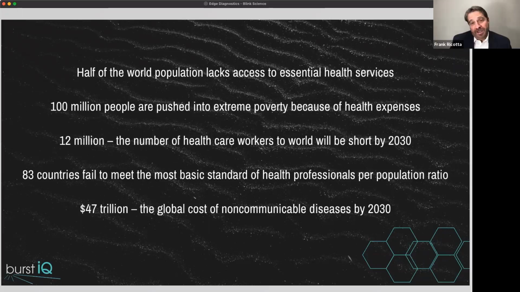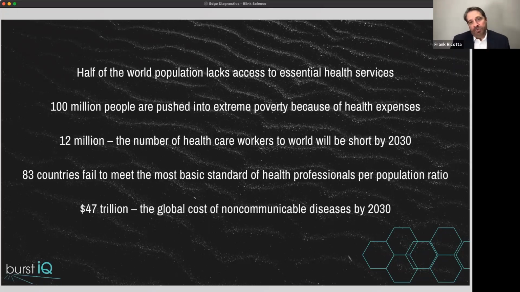We're expecting a 12 million healthcare worker shortage by the year 2030. That's 12 million. That's worldwide. We're already experiencing a lot of shortage in different parts of the world. I know, for instance, in California, we're way behind on filling a lot of nurse openings. But again, if you expand that out, 83 countries around the world don't have the proper ratio of health professionals to population. That's roughly 23 health professionals per 1,000 in a given population. That's a big number, by the way.